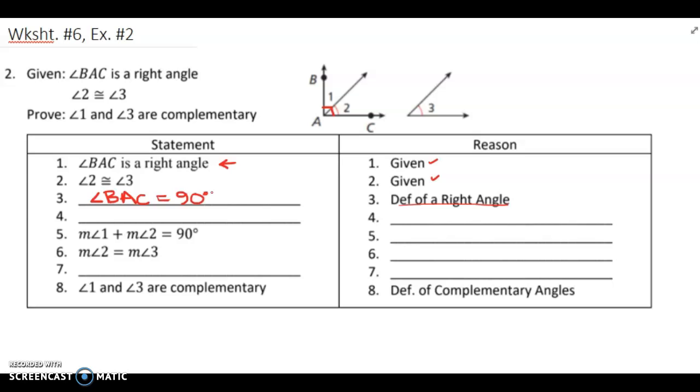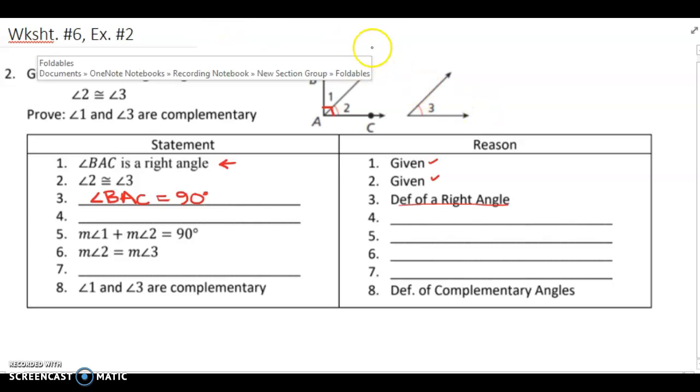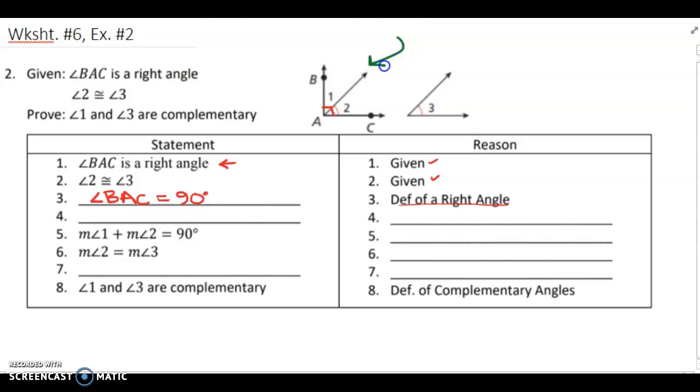All right, now I'm kind of like, what do I do? So if I look back to this diagram, can I use the segment addition postulate, or sorry, angle addition postulate in this diagram here to the left? Okay, couldn't I say that angle 1 plus angle 2 equals angle BAC? That's the angle addition postulate.